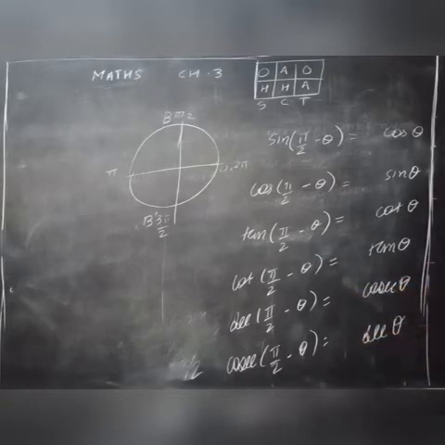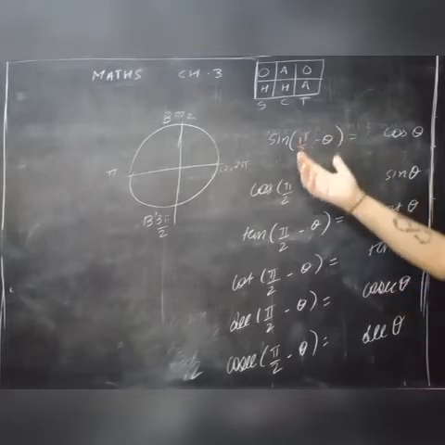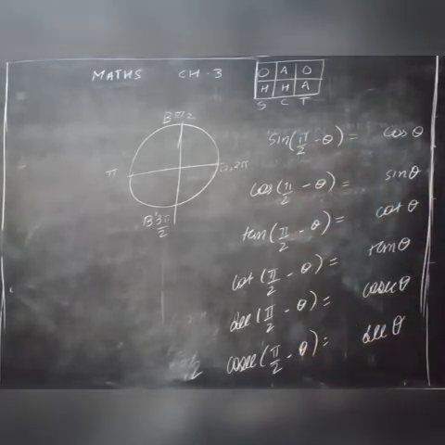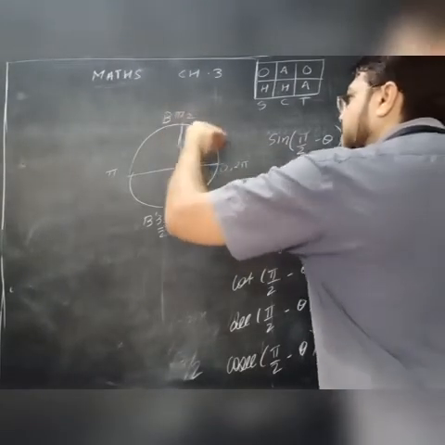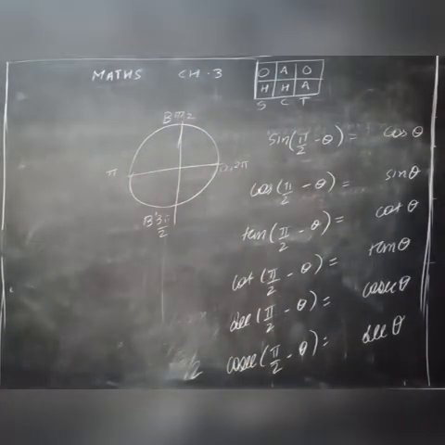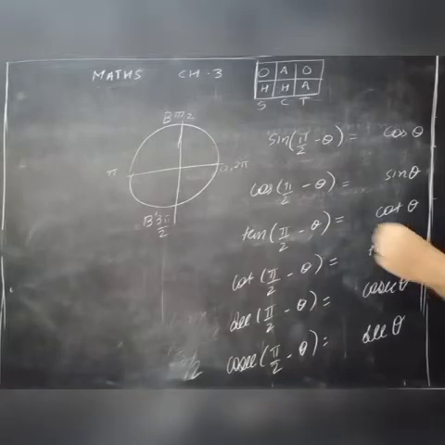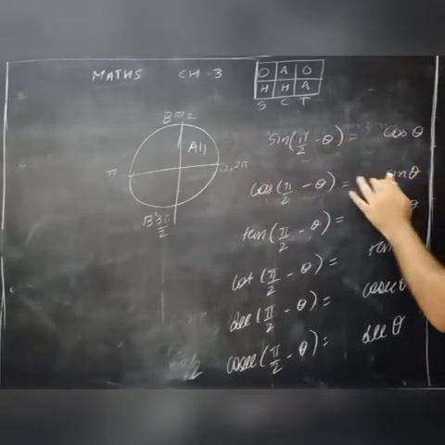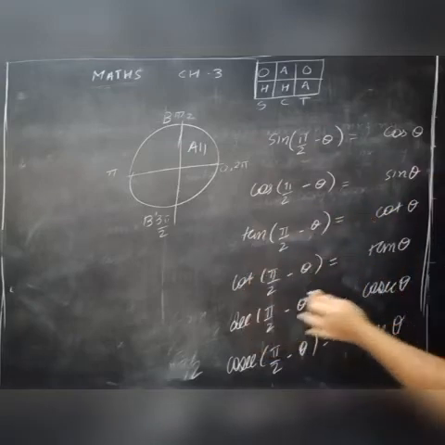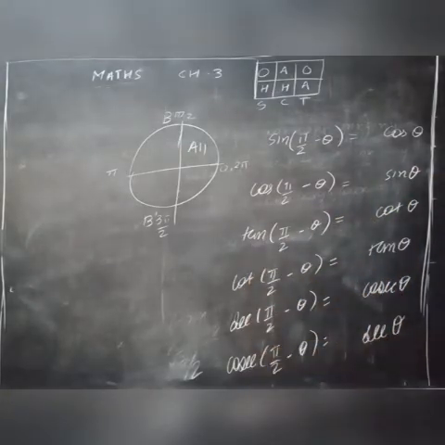This is the first logic, and the second logic will be the quadrant. You should see where this angle is going, in which quadrant. If you have this pi by 2, if I subtract something, then my angle will go in the first quadrant, and in the first quadrant all are positive. That's why sine plus, cos plus, tan plus, cot plus, sec plus, and cosec also plus.